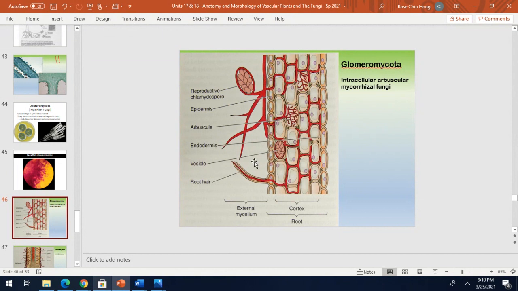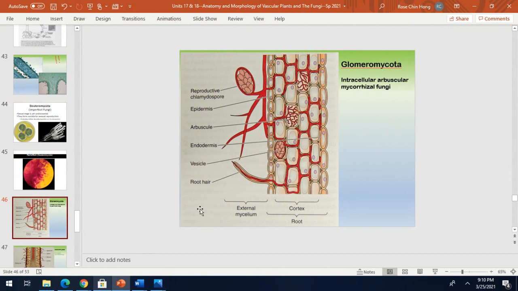And here you could see, this is the root. Well, all these here are the roots area. And the red that you see, the solid red, those are the hyphae of your glomeromycota fungi. All right, so here we have the arbuscule.